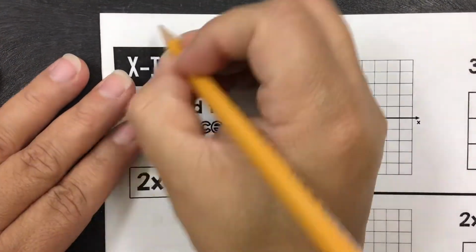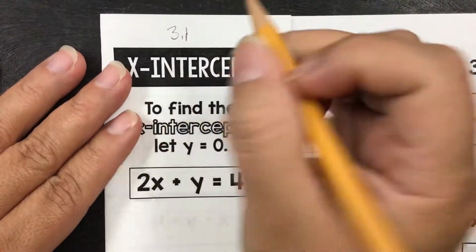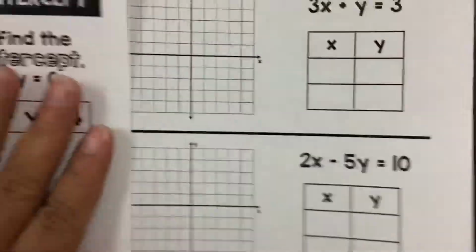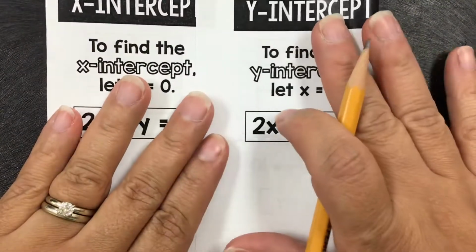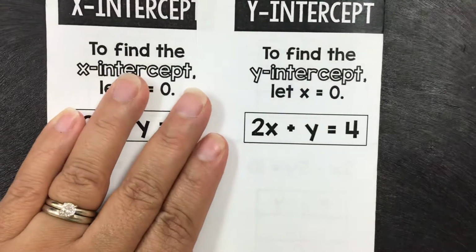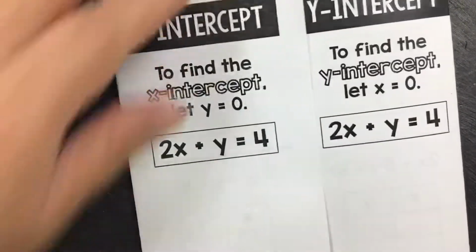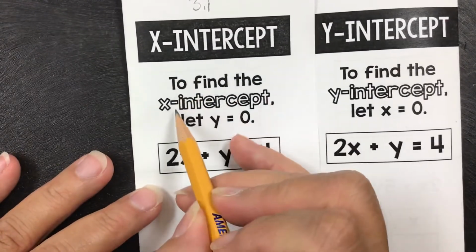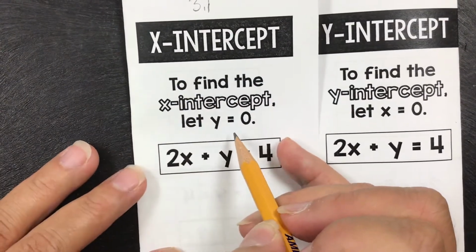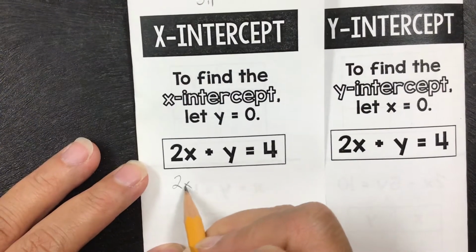This is the notes for section 3.1, still for zeros or y-intercept, x-intercept. This is a little bit different than what we did last time with the tables. Here, what we're still looking for is the x-intercept. And when you have the x-intercept, your y value is 0. So it looks like this.